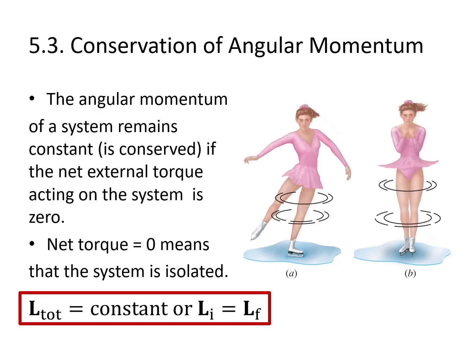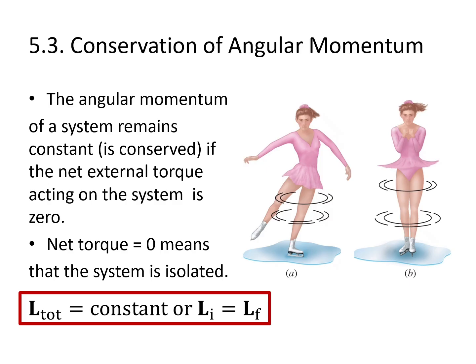Now we move to the major idea of this video: conservation of angular momentum. The angular momentum of a system remains constant if the net external torque acting on the system is zero. In simple words, if nothing outside the system causes a twisting effect, the total angular momentum cannot change.